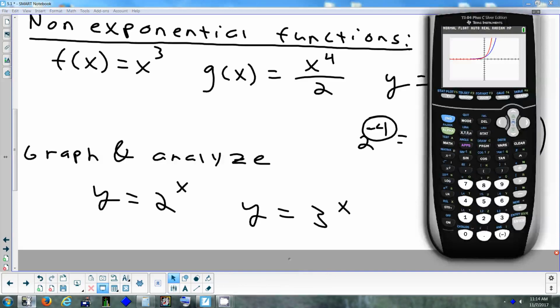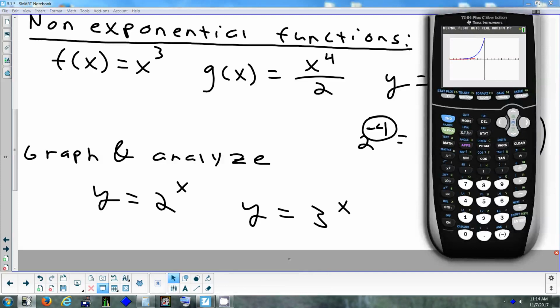But these two graphs are kind of blending together. I can't really tell which one is on top. So let's set our y min and max from -1 to 1 so we can focus on a rectangle right in that area. Let's try -1 to 1. Hit graph.